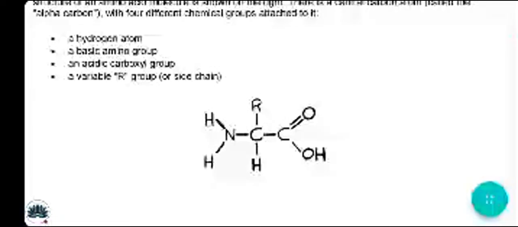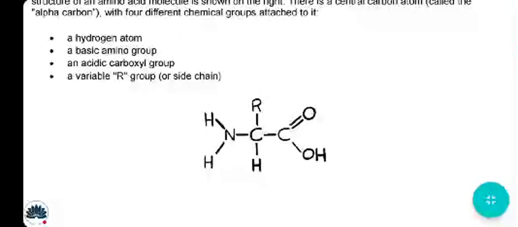From the middle of the carbon you can see what is present here: the amine group, the carboxylic group, the R group, which is the side chain, okay, which gives the variety, and the hydrogen atom. A single hydrogen atom is present. This is the determination for the protein.